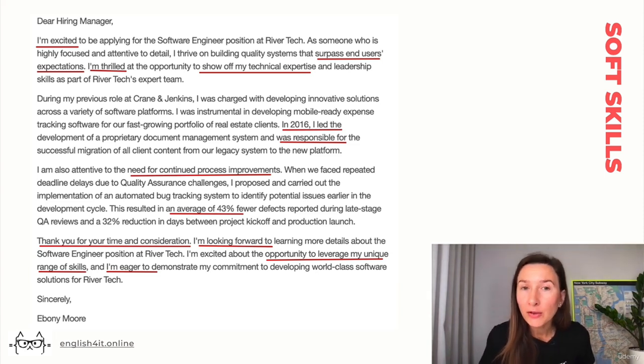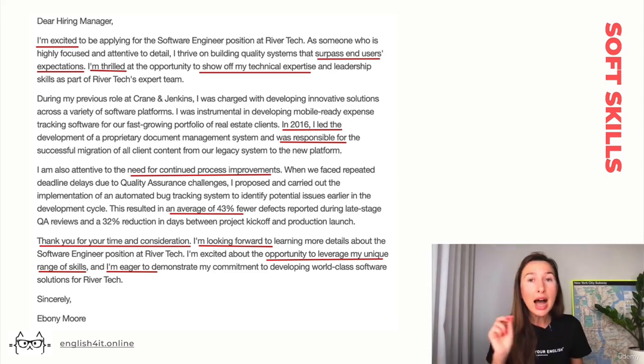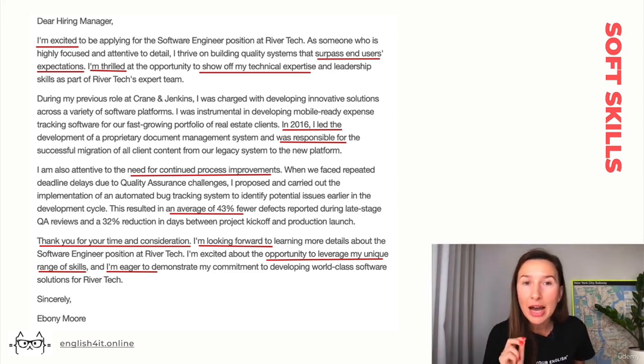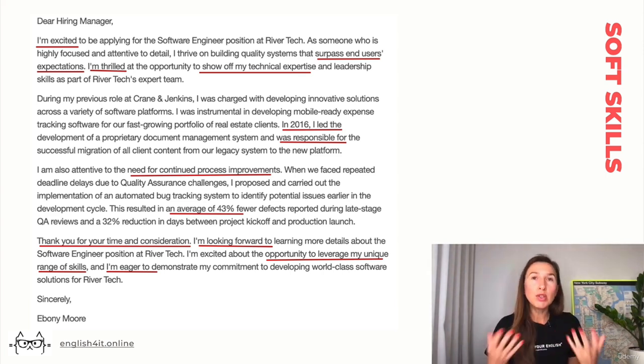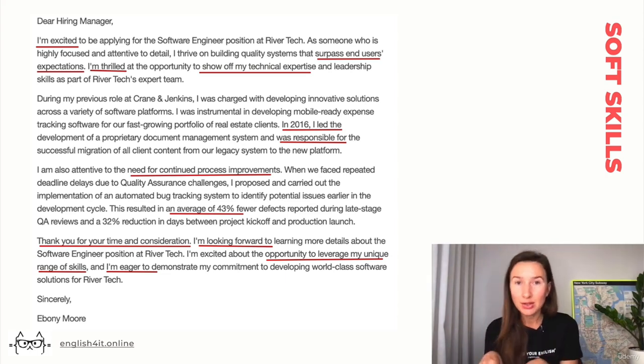All right, so when we faced repeated deadline delays due to the quality assurance challenges, I proposed and carried out the implementation of an automated bug tracking system. So you see, there was a problem, delays, there was a solution, and this is what I did.